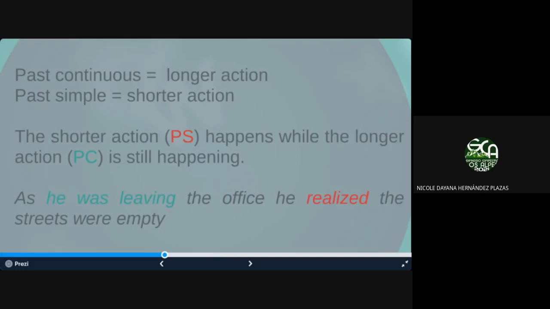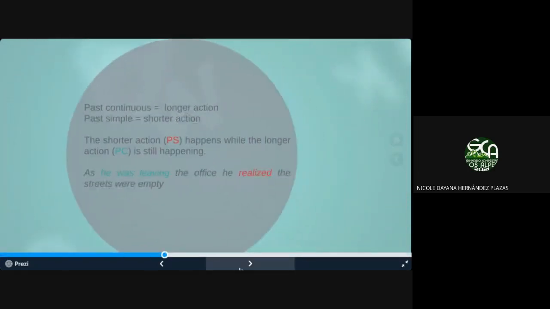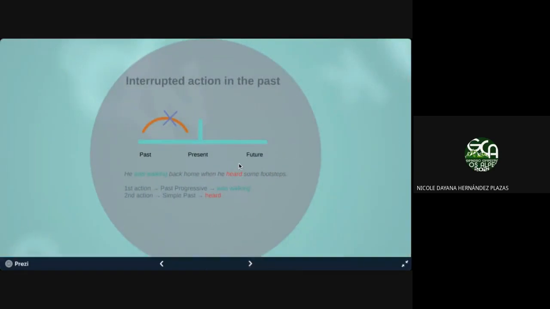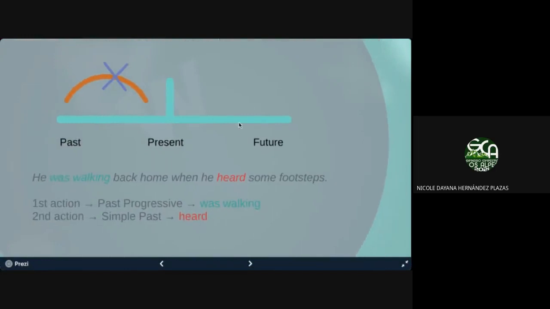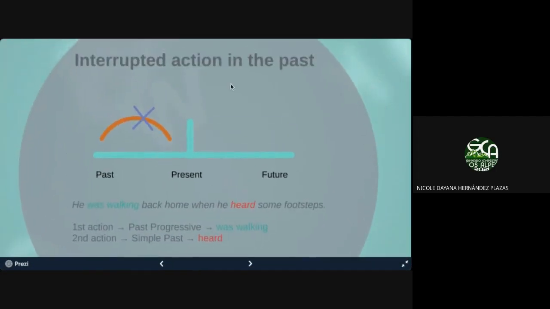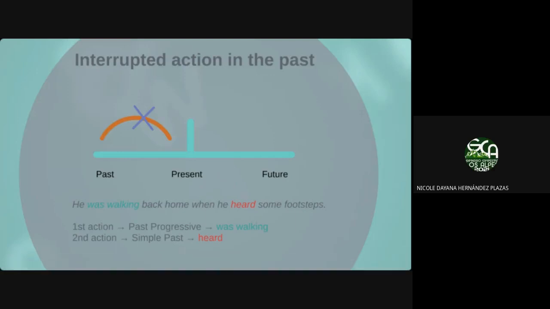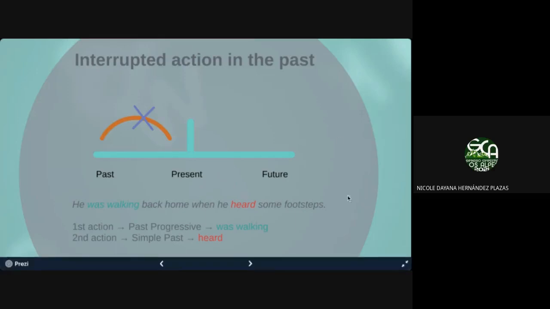Okay, let's continue, my dears. So we have this. The longer action, past continuous. The shorter action, past simple. No questions, right? Now, look at this. This is the second thing you have to take into account in order to identify when to use past simple, when to use past continuous, how to use them together.